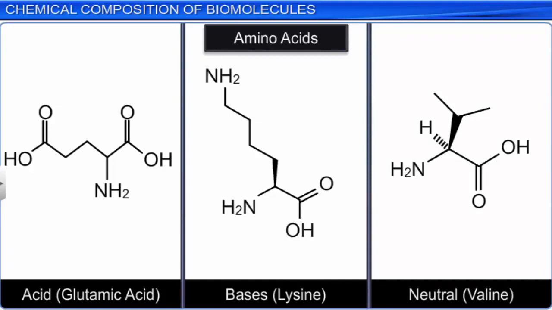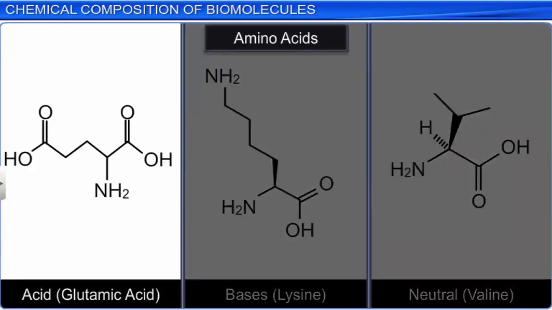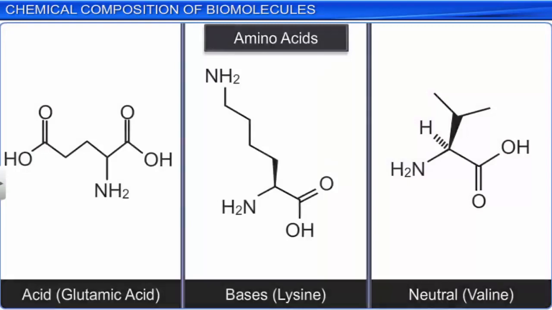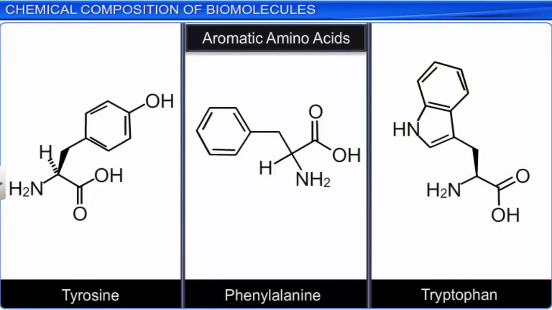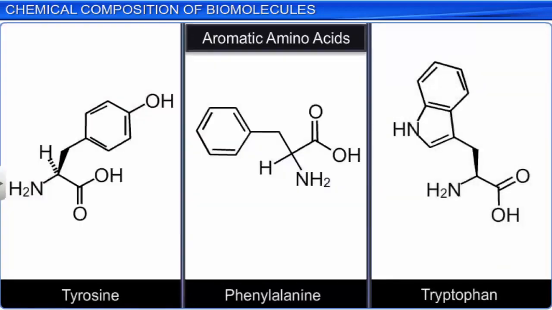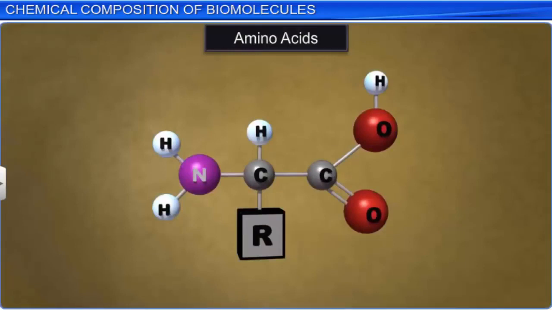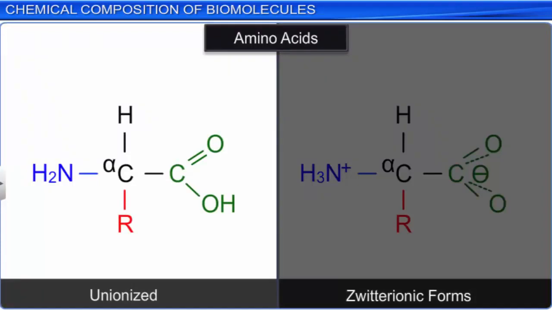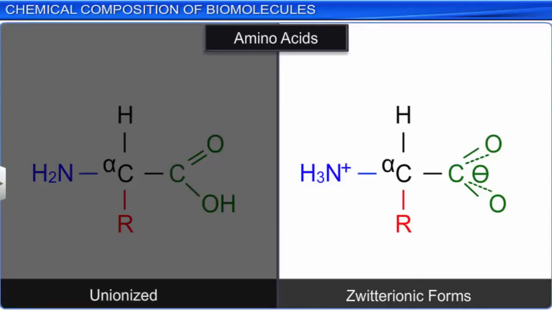As amino acids contain both the amino group and carboxyl group, they can be acidic, such as glutamic acid, basic, as in the case of lysine, and neutral, like valine. Similarly, there are aromatic amino acids such as tyrosine, phenylalanine, and tryptophan. A unique property of amino acids is the ionizable nature of the NH2 and COOH groups. Amino acids behave as both bases and acids. In solutions at a particular pH, ions with both positive and negative charges are equal. This form is known as the zwitterionic form.